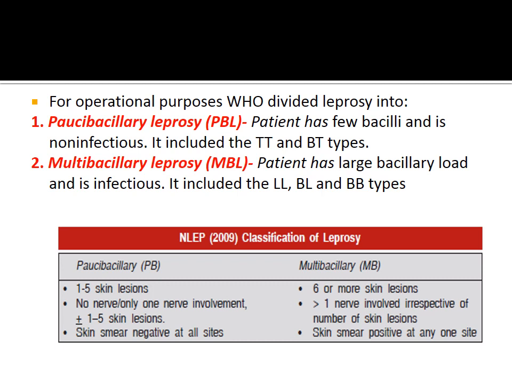Now, for operational purposes, WHO divided leprosy into only two types. As per the Ridley-Jopling classification, there are 5 types: lepromatous, borderline lepromatous, borderline, borderline tuberculoid, and tuberculoid. But clinically, for giving the drug, we have only 2 types. So this is the main thing which you have to remember. The first one is paucibacillary leprosy, and the second is multibacillary leprosy.